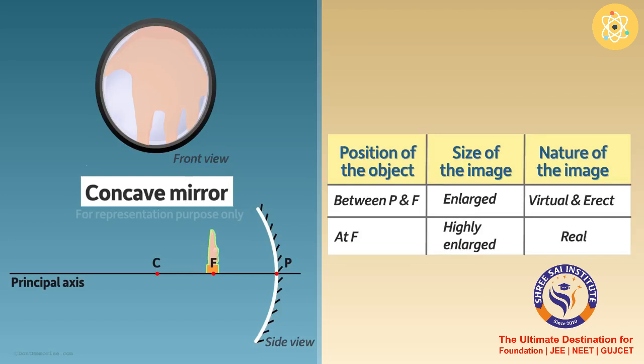Since it's a real image, it's upside down. Or we use the other word for it, which is inverted. It is formed on the same side of the mirror as the object is. And believe it or not, the image is actually formed infinitely far away.